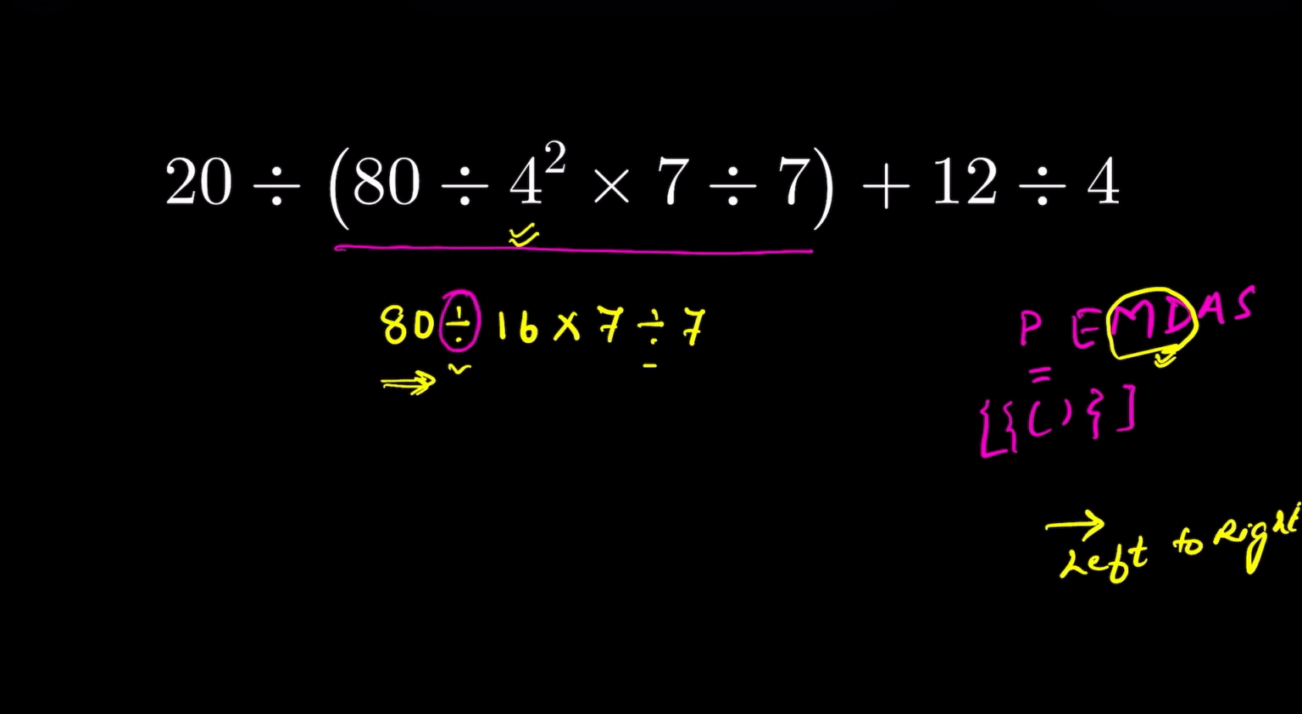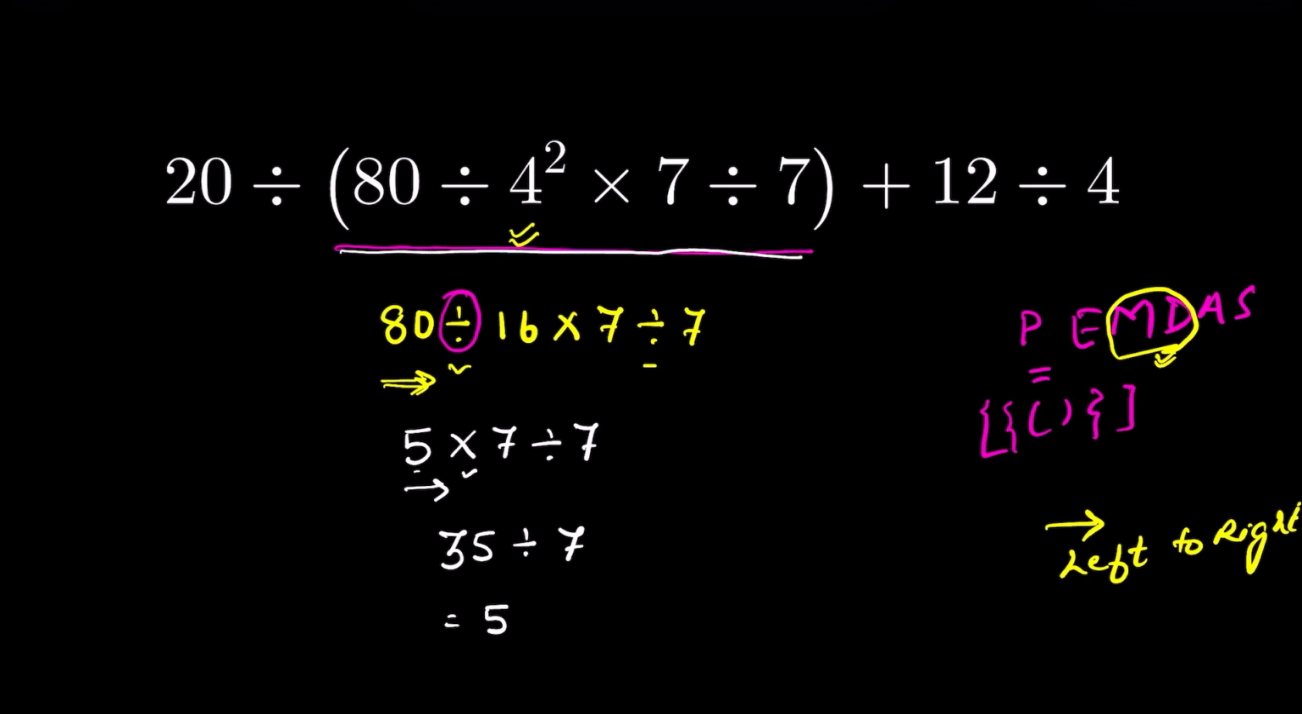So 80 divided by 16 will give you 5. Write the other part as it is: 5 times 7 divided by 7. Now here also, going from left to right, multiplication comes first, so we will solve the multiplication part first. 5 times 7 is 35, and then divided by 7, 35 divided by 7 gives you 5. Now we can remove this whole parenthesis and replace it with 5.